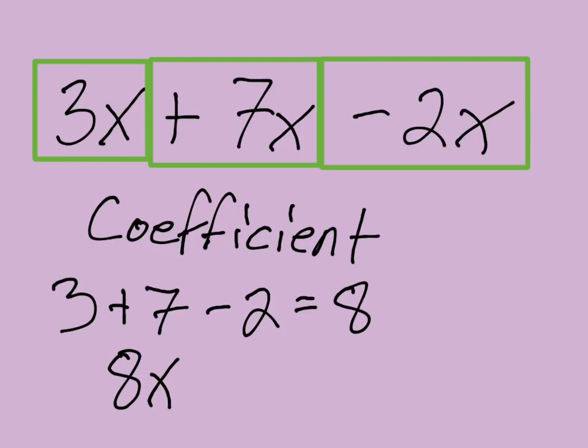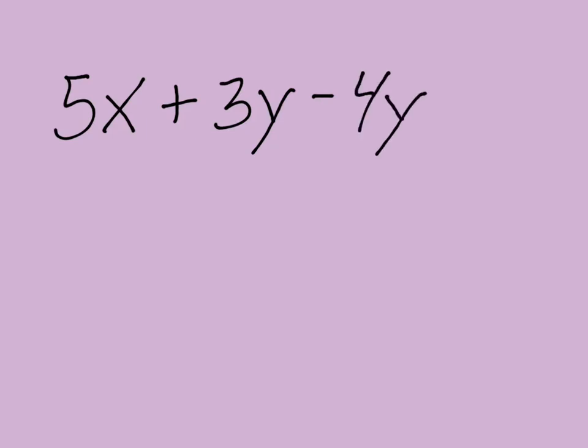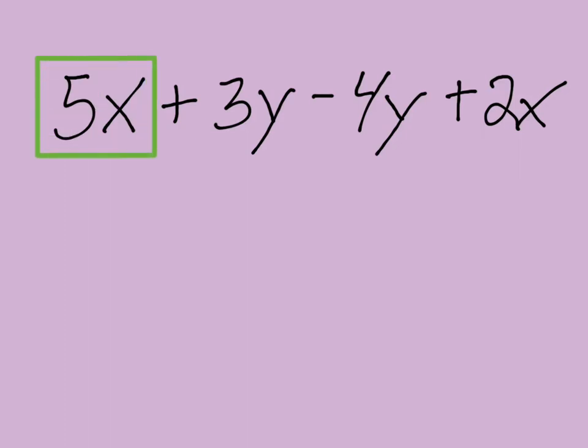Let's look at a little bit more complicated. If I have, for example, 5x plus 3y minus 4y plus 2x, and I look to combine like terms, I start with my first term, and I look for x, and I look down the line, are there any other like terms? And in this case, yes, there are. There's another one. Are there any other like terms? No, that's it for the 5x and the 2x.